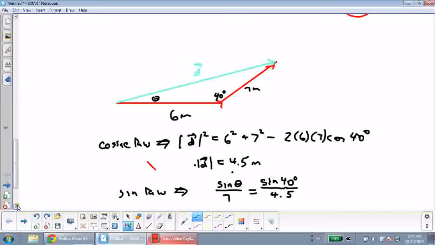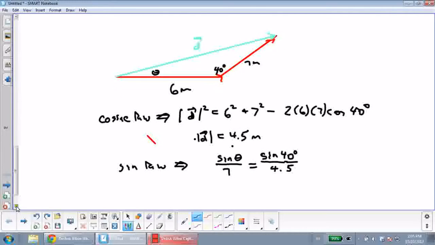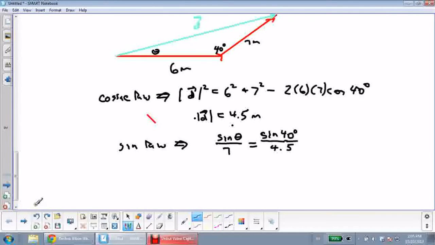And I can figure out theta using some cross multiplication. I would do 7 times the sine of 40 divided by 4.5 is the sine of theta. Eventually I work this down and I get theta, and you should try this on your own. Don't just sit and watch. See, theta is about 82 degrees.